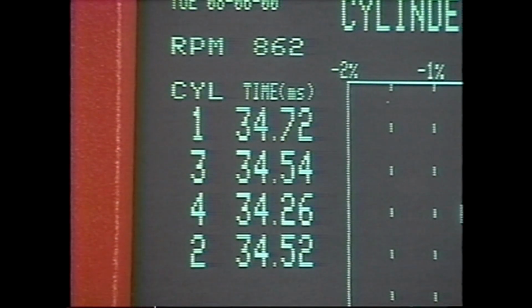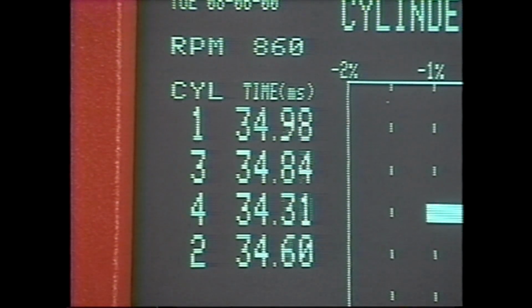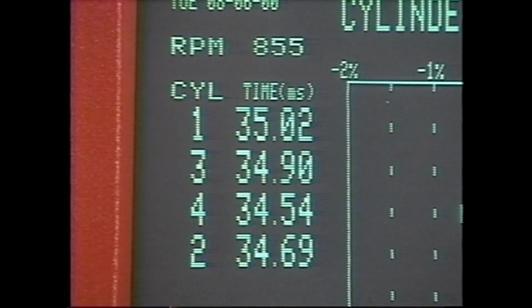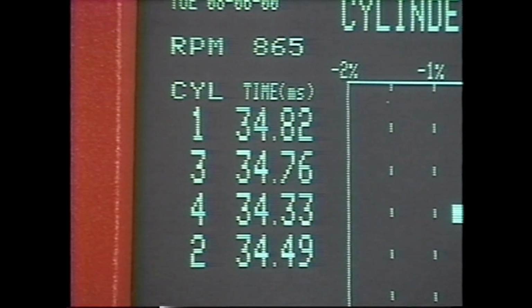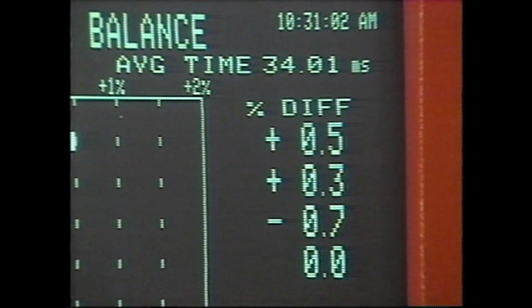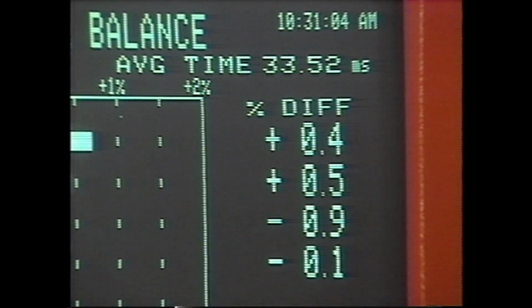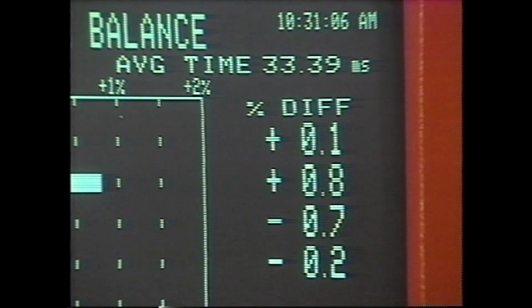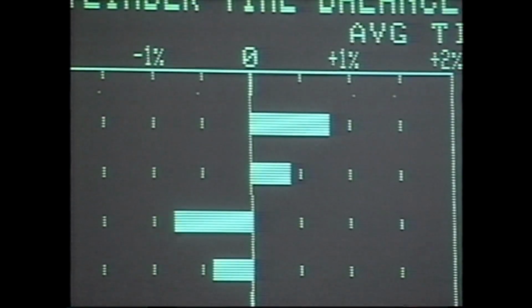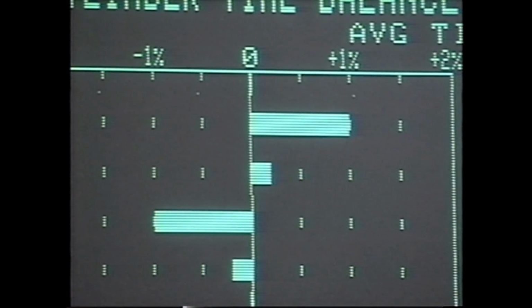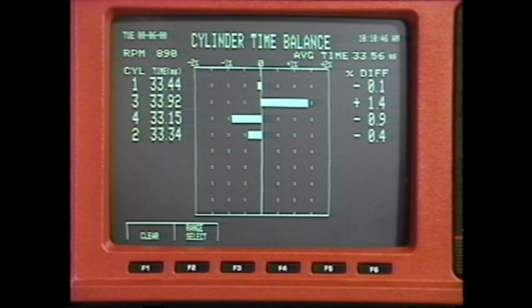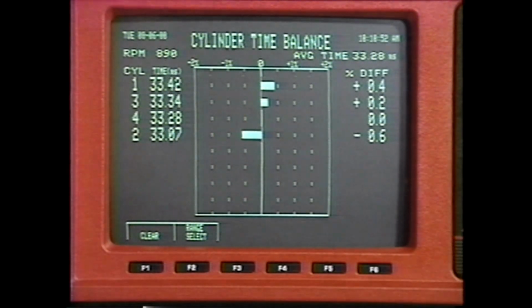The cylinder time balance bar graph monitors the time intervals between successive cylinder firings and calculates the difference between the time for an individual cylinder and the average time of all cylinders. You can use this screen to test engines with or without a distributor. Most engines will have even firing intervals, although some V-types have uneven intervals.